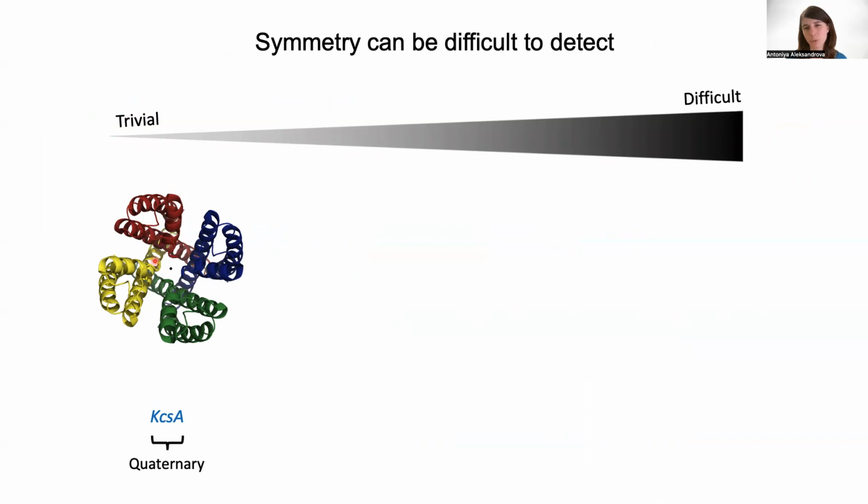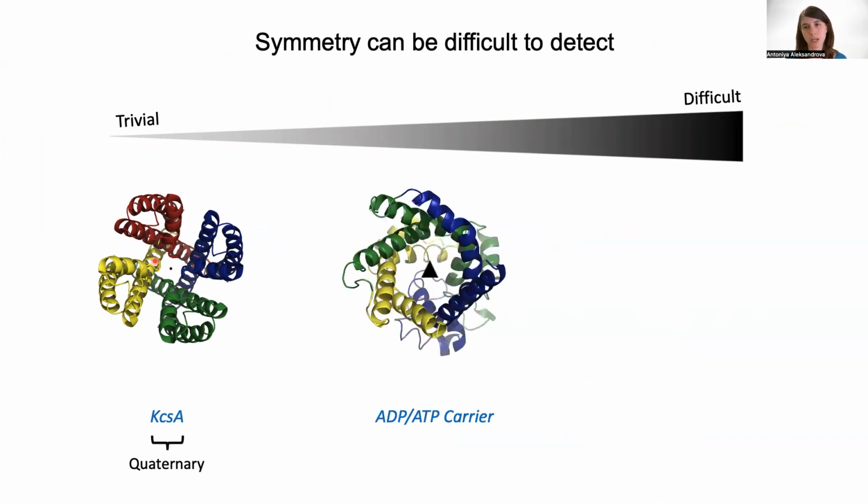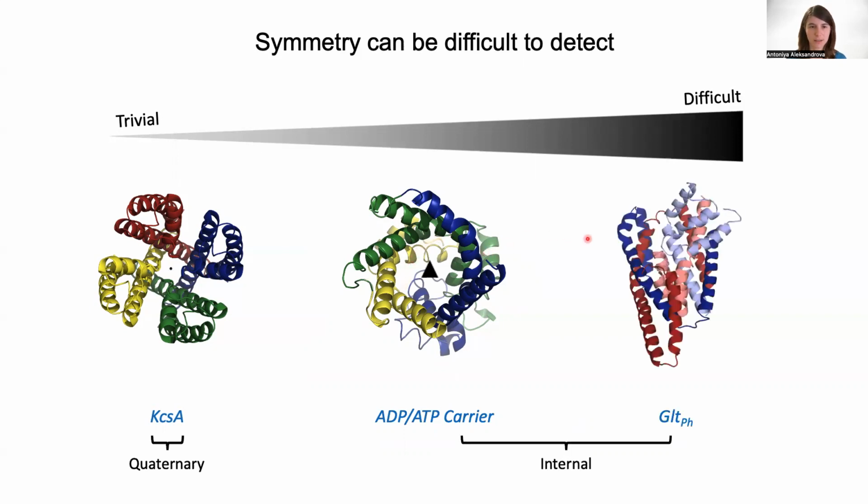It looks like a manageable challenge for the pseudosymmetric cases in which the repeats might have vastly different sequences, but very similar structures, as in the example of the ADP-ATP carrier shown here. But as the symmetries start to break down, or multiple different symmetries appear within the same protein chain, as in the glutamate transporter homolog shown here, GltPh, this exercise becomes quite challenging.